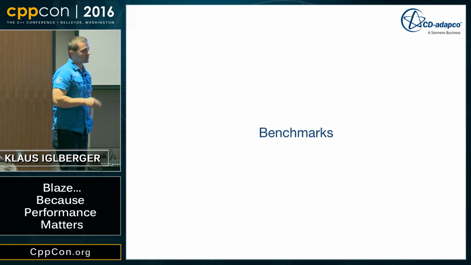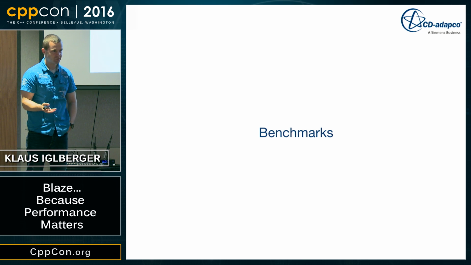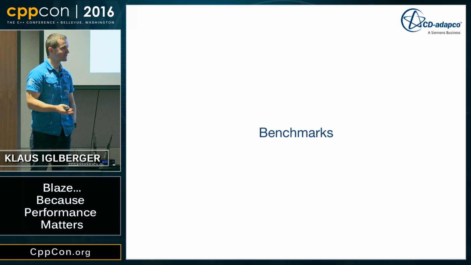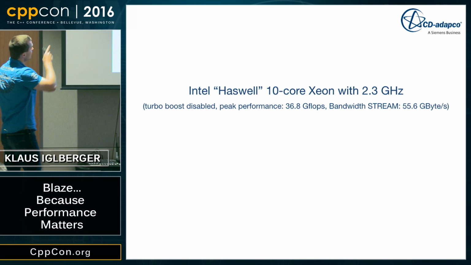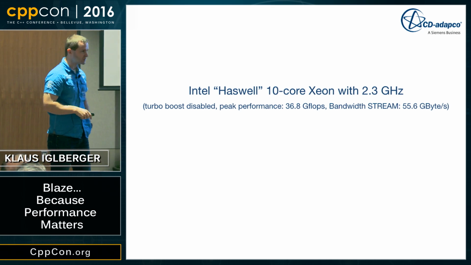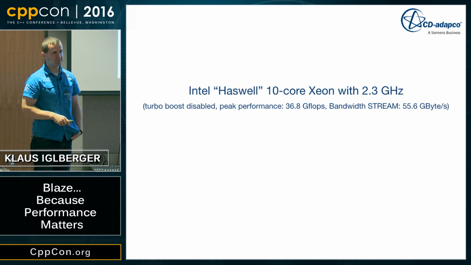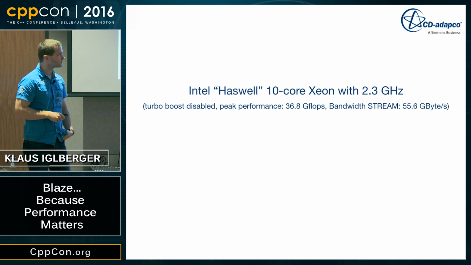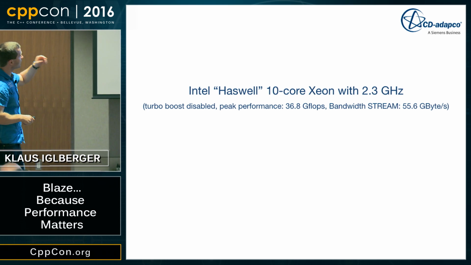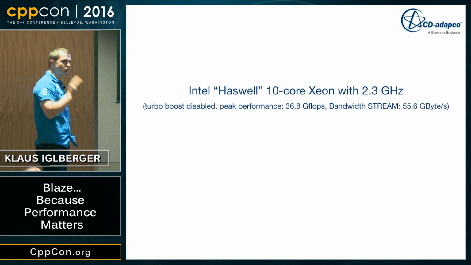First of all, I would like to explain a little bit about the benchmarks, because of course I'm going to show you benchmarks, and you should know how they work and what exactly is benchmarked here. So I use an Intel Haswell 10-core Xeon with 2.3 gigahertz. Haswell because this architecture supports fused multiply add. This is a very important quality of the processor. Turbo Boost is disabled, which means I stick to 2.3 gigahertz.